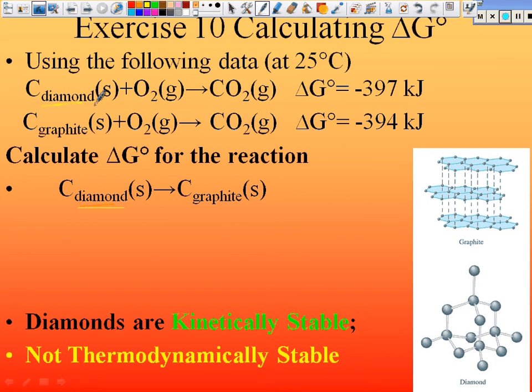Now, I also want graphite as a product. Well, does either one of these have graphite as a product? So what do I have to do? I've got to flip this entire reaction. Now, mentally, can you tell me what happens when you flip it? What happens? Oxygen cancels and CO2 cancels, right? Now, if you flip the reaction in delta G's and H's, what do you do to the delta G or H?